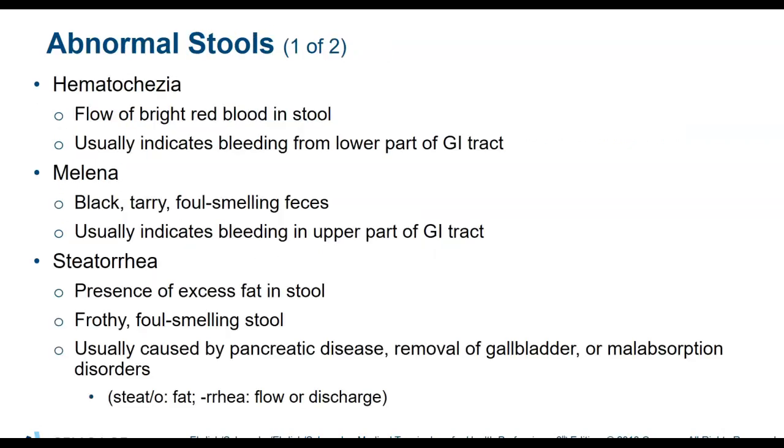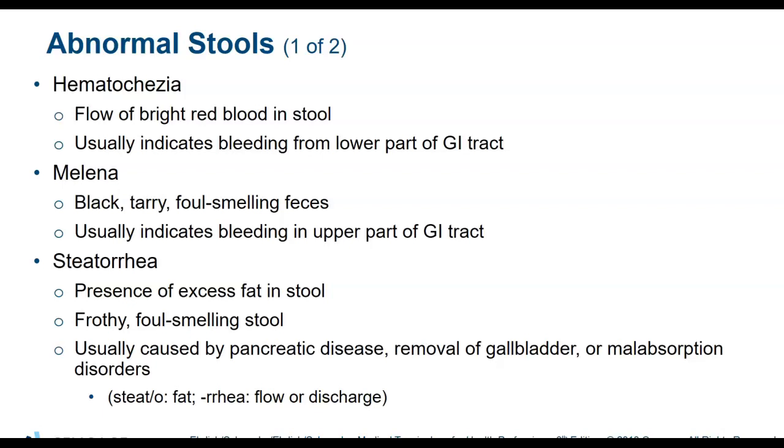There are a number of different types of abnormal stools out there. Hematochezia is actually stool that has bright red blood. And believe it or not, that's an okay thing, because that means the blood is in the lower part of the GI tract. A lot of times that is hemorrhoid blood.